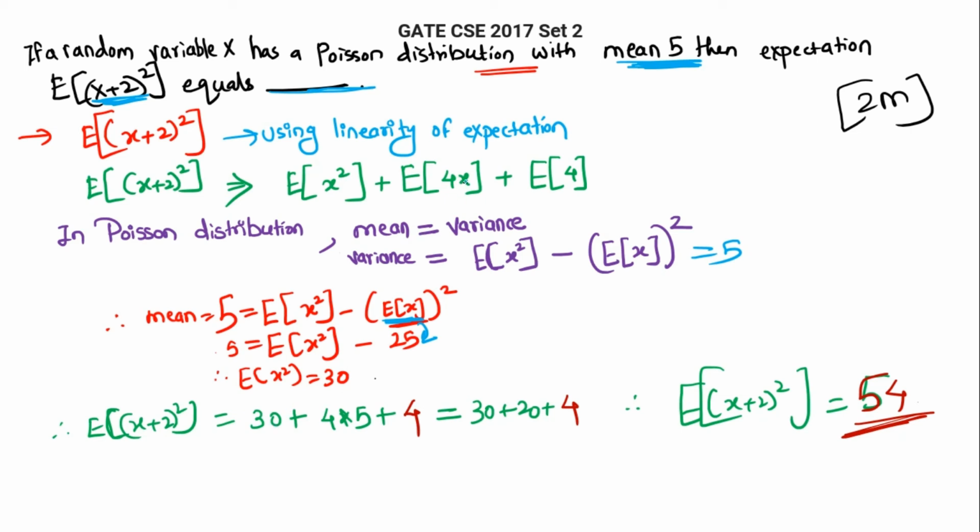Expectation of 4x is 4 into expectation of x, which is 4 into 5, plus, now this is a constant term, no x is multiplied, so this will be the same entry, which is 4. So it will be 30 plus 20 plus 4. So for this whole equation we will get the value 54.